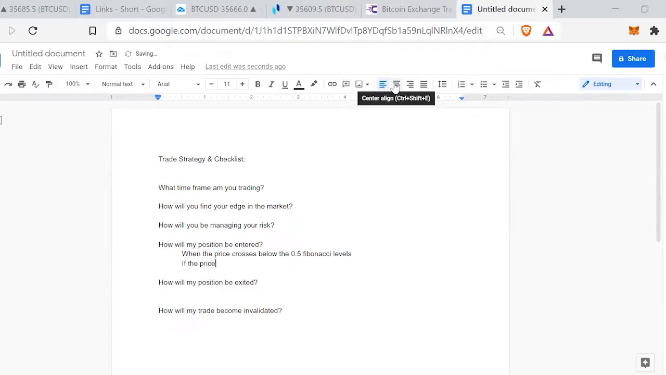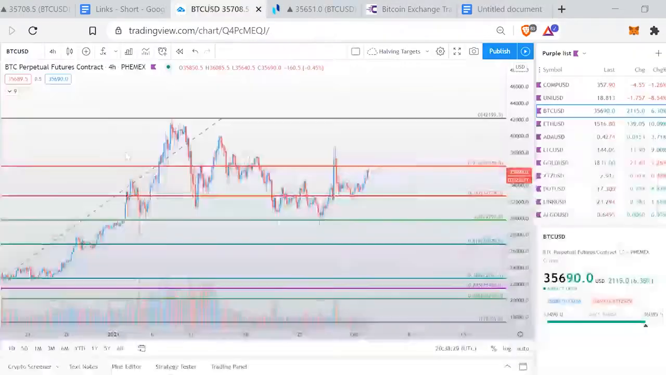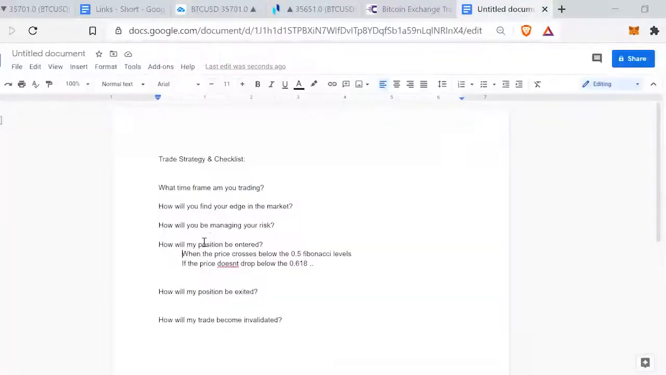If the price doesn't drop below the 0.618, something like this, have as many parameters as you need to for your strategy. But then, when you go back to your chart and you're looking, okay, can I enter here? You're going to look, okay, is the price below the 0.5 level?